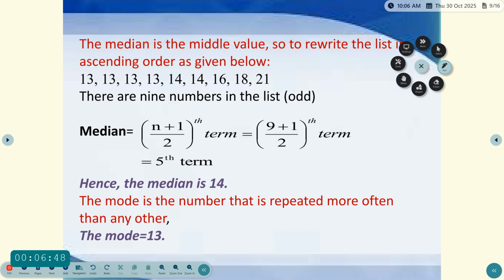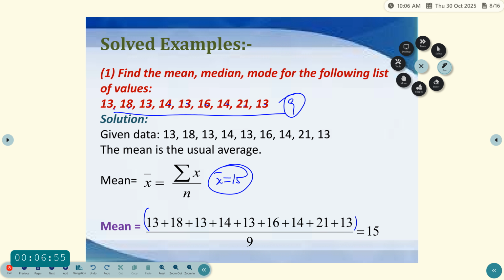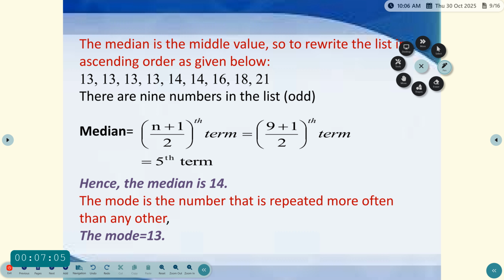Now, what is the median? Before finding the median, we have to arrange the data in ascending order. The given data is not in ascending order. Smallest to biggest. What is the smallest value? 13, 13, 13, 13, and then 14. So from smallest to larger value, we have to arrange the data in ascending order. After arranging the data in ascending order only, we apply the median formula.